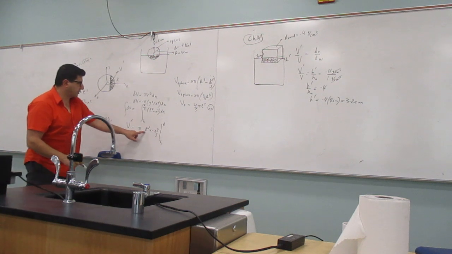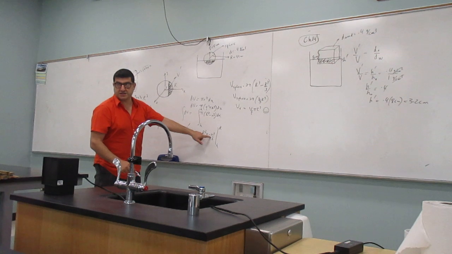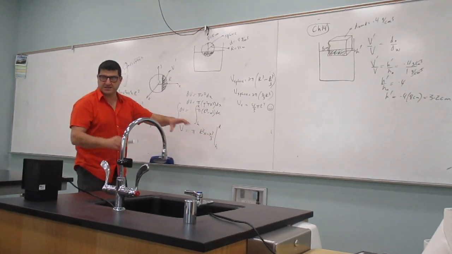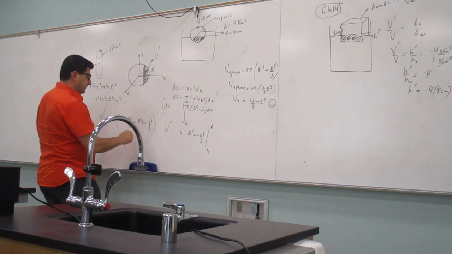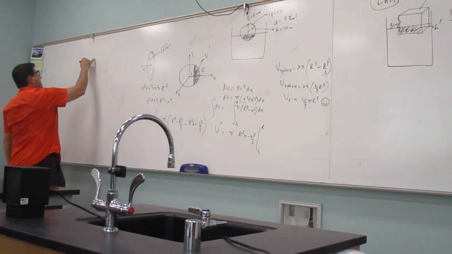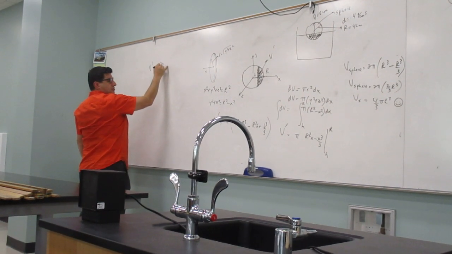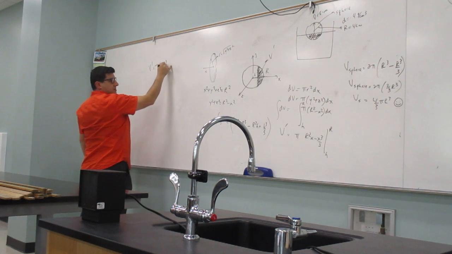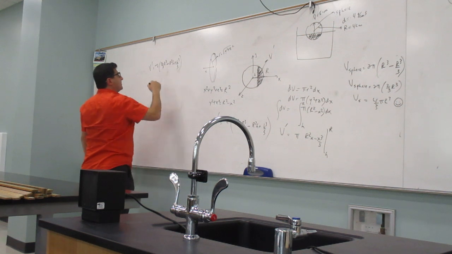So when I subtract, of course, this is minus, but when I subtract, this is going to turn to plus, right? Because it's under the parentheses. So plus h cubed over 3. And so this tells me v prime is equal to pi times 2/3 r cubed minus r squared h plus h cubed over 3.